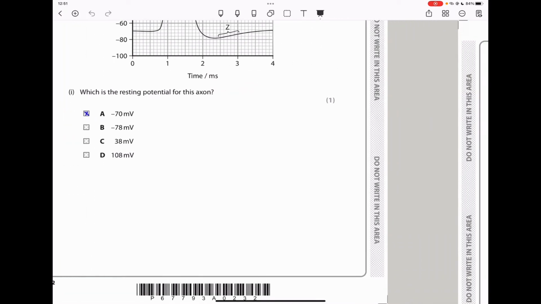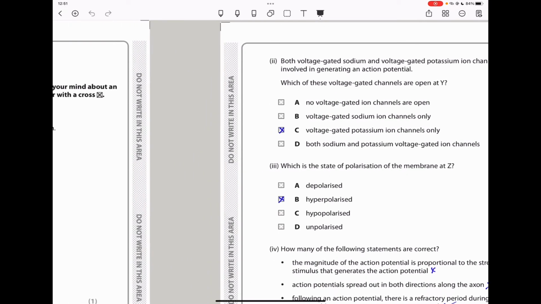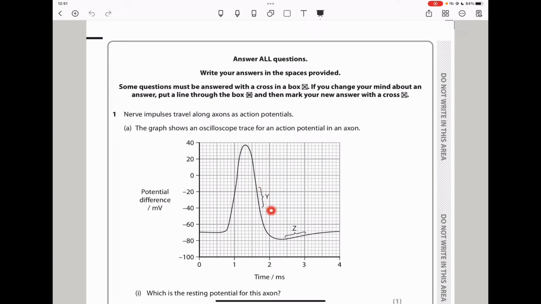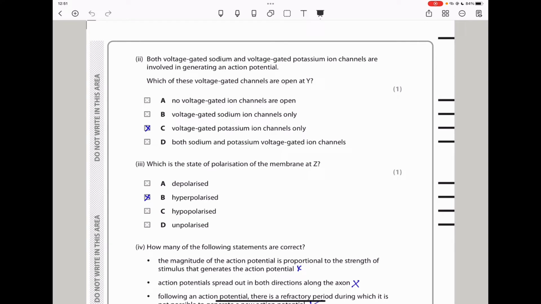Let's go to the next part. Here they say, both voltage-gated sodium and voltage-gated potassium ion channels are involved in generating an action potential. Which of these voltage-gated channels are open at Y? Y is this point here. They said no voltage-gated ion channels are open. That is wrong. And voltage-gated sodium ion channels only are open, that is also wrong. It should be the voltage-gated potassium ion channels only. So in this case, the answer should be C.